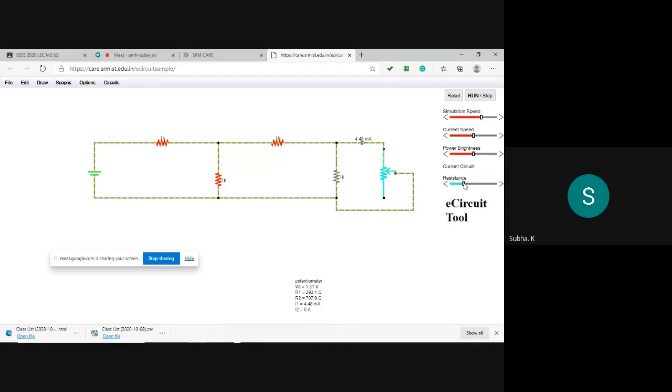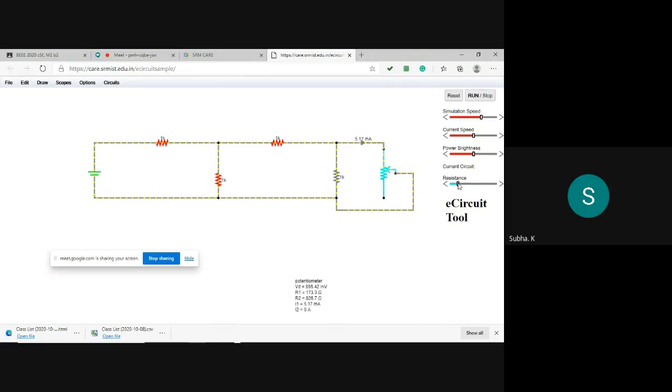Let us see where it gets maximum power. At 100, what is the value of power? 590.91 into 5.68 milliampere. What is the value? In calculator, 590 into 5.68. And 3356. Okay, so same.